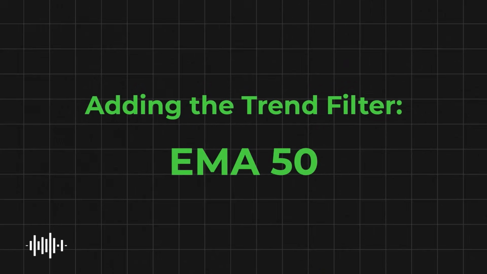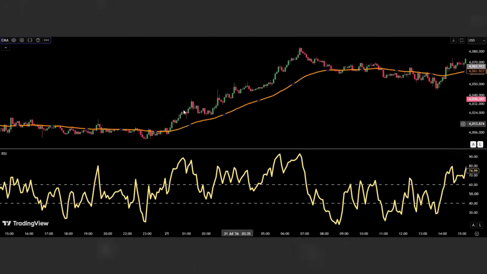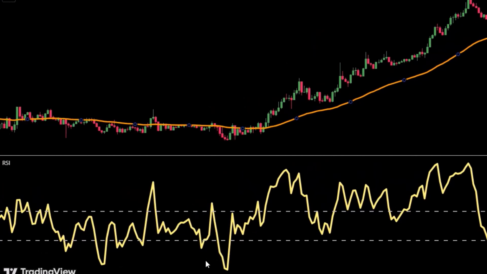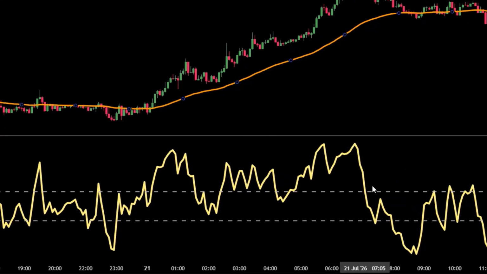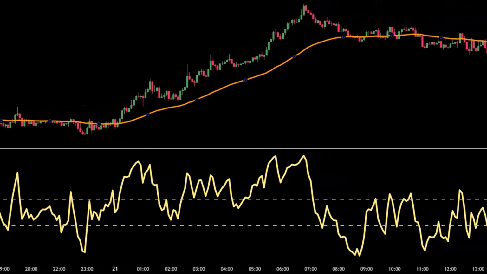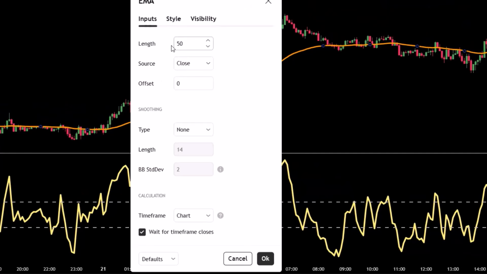Adding the trend filter, EMA 50. Now we have RSI settings, but there is still one important problem. RSI shows momentum, but it does not tell us the market direction. This is where many beginners make mistakes. They see RSI moving up and immediately think about buying, or see RSI moving down and immediately think about selling. But a signal against the trend can easily fail. That's why we add a simple trend filter, the EMA 50.